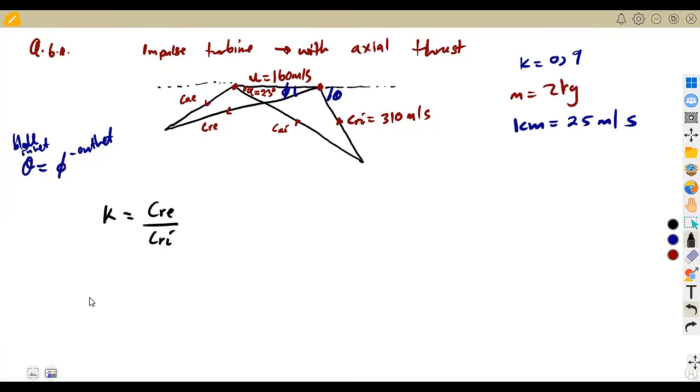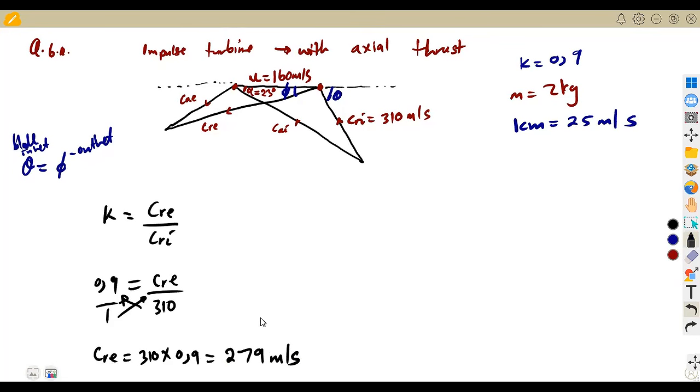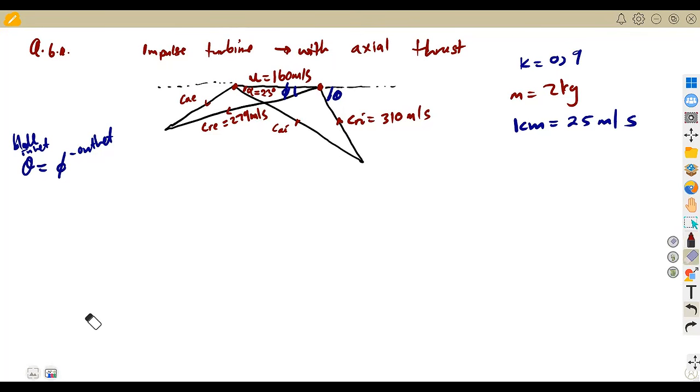Substituting, K, which is 0.9, is equal to the relative exit over the relative inlet of 310. Cross multiply. Thus, our relative exit velocity is 310 times 0.9. If you multiply properly, you obtain 279 meters per second. So we have the exit here, which is 279 meters per second. This is a nice question, guys.